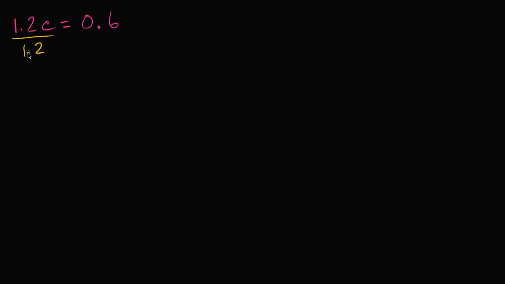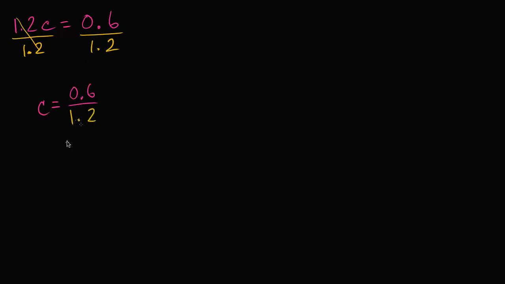But as we've seen multiple times, you can't just do that to the left-hand side. You no longer could say that this is equal to that if you only operate on one side. So you have to divide by 1.2 on both sides. So on your left-hand side, 1.2c divided by 1.2, well, that's just going to be c. You're going to be left with c. And you're going to have c is equal to 0.6 over 1.2. Now, what is that equal to?